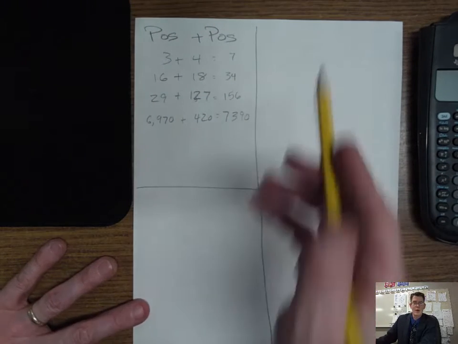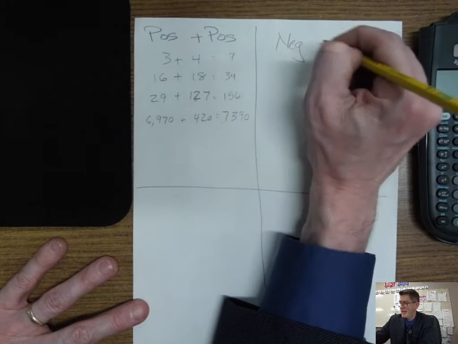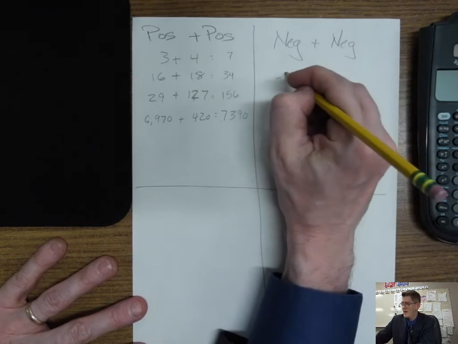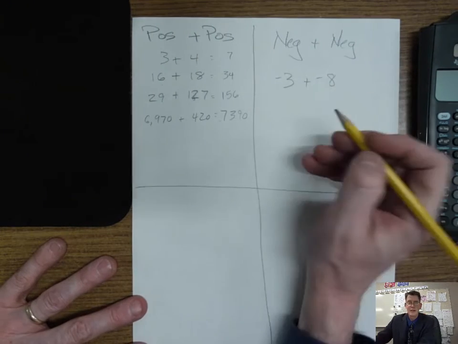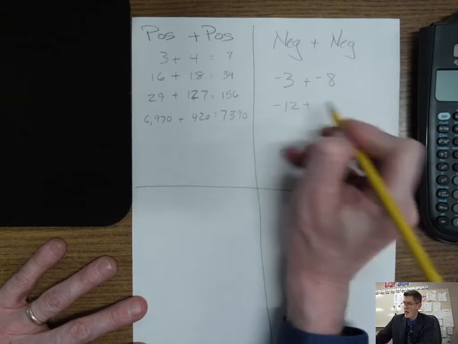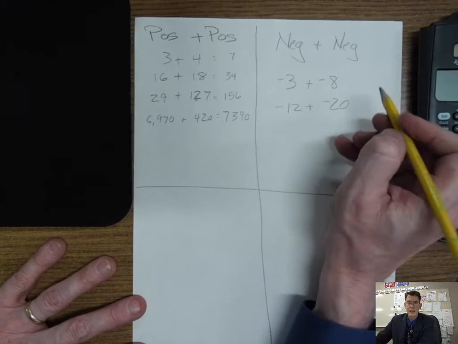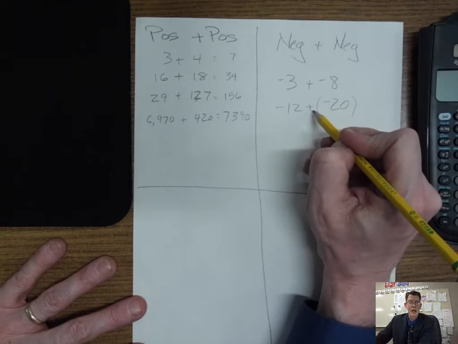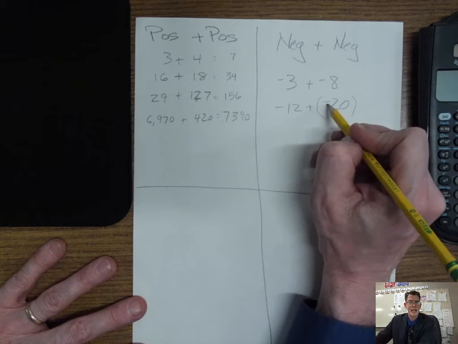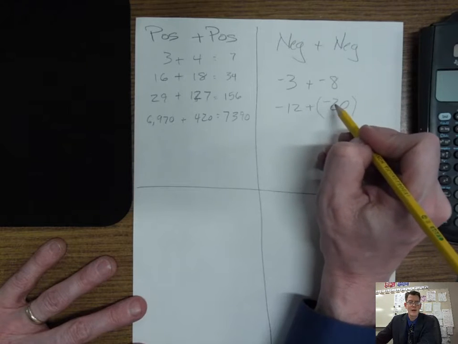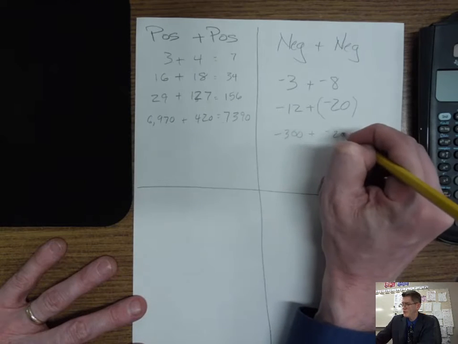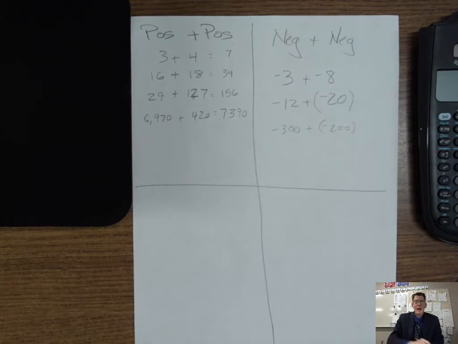Okay, here we go. I'm going to throw you a curveball. What if we have a negative integer plus another negative integer? What if I've got -3 plus -8? Or -12 plus -20? Sometimes you'll see them written in parentheses, so you can separate the addition sign from the -20, making sure that's all one number. -300 plus -200.